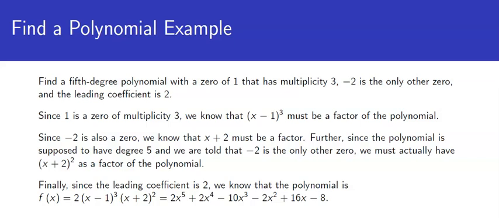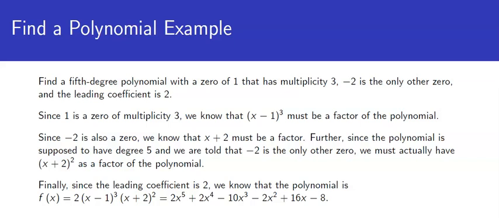So we're using knowledge of a couple of different things in this particular problem. Lots of things going on in a pretty straightforward looking problem. The first thing is that we know that 1 is a 0. So if 1 is a 0, the factor theorem says that x minus 1 is a factor.